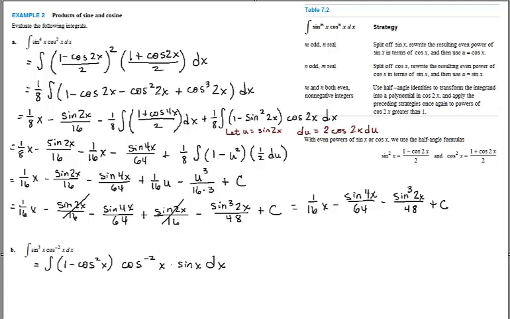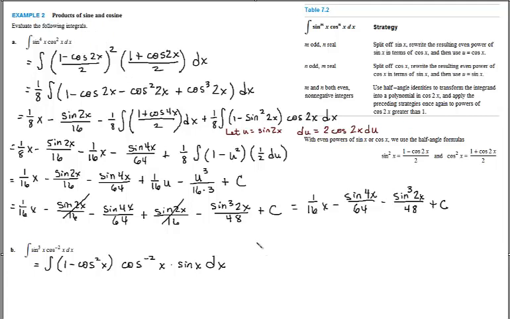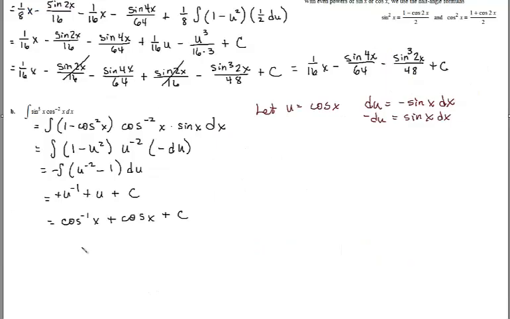This is what I'm going to attempt, because if I do it this way, then I'm going to let U equal cosine x, and that means that du is going to equal negative sine x dx, and of course negative du equals sine x dx, and I'm going to do my substitution and I'll see what it looks like. And this will then equal secant x plus cosine x plus C. And that one's done.